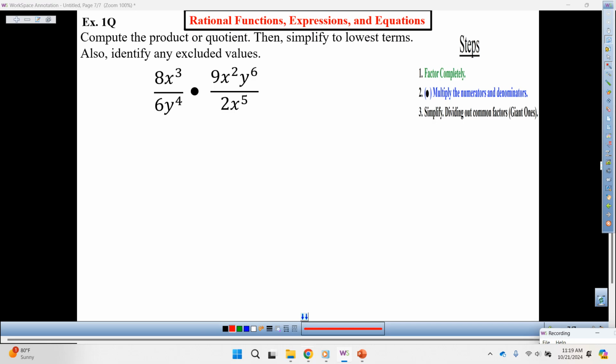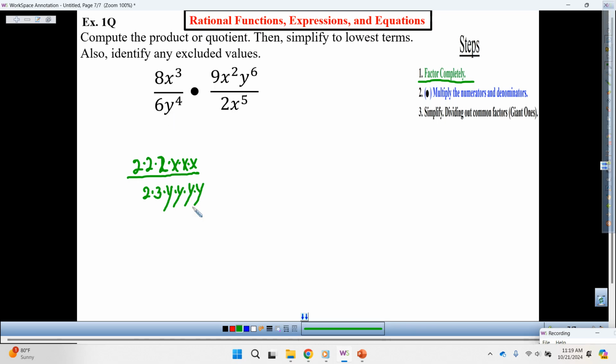I'm going to go over this one step by step myself, then I'll have you copy right after. Here it goes. Step 1. According to the steps that I gave you, it says factor completely. All right. So how do I write 8 in factored form? Well, 2 times 2 times 2. Yes? How about x cubed? X times x times x. Over. How about 6? 2 times 3. How about y to the 4th? Y times y times y times y. So far so good?